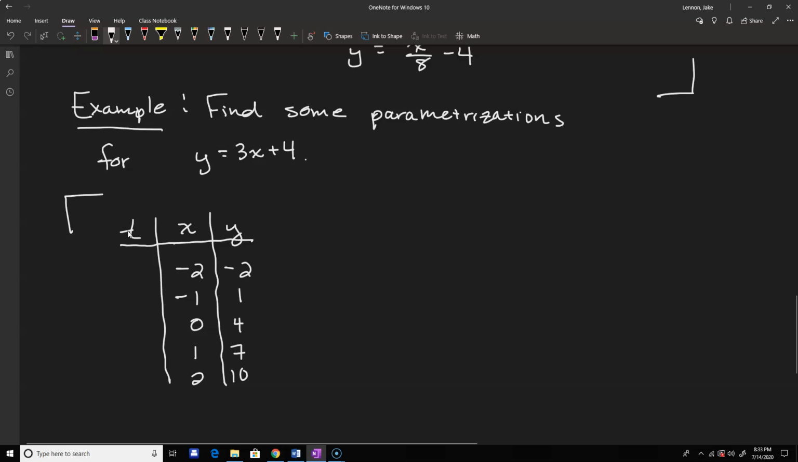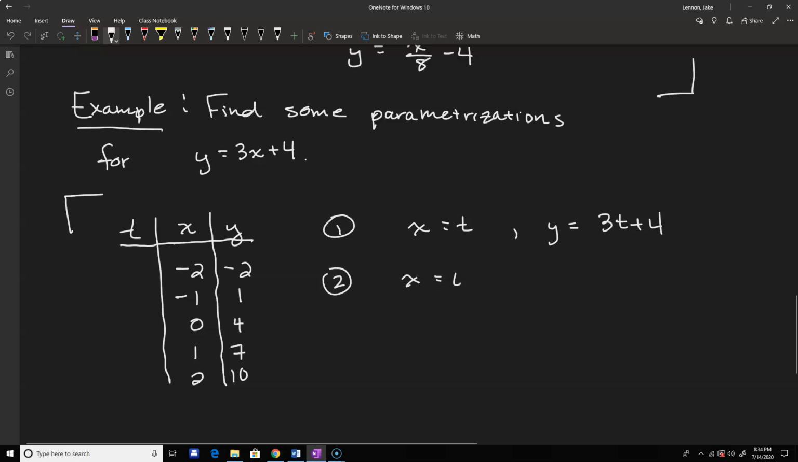And there's lots of ways to do this. One very simple way would be to just choose x to be t. So if we let x be t, then simply y would be 3t plus 4. It would be the exact same thing. And notice, we'd end up with t values just matching your x values, and the equation remains the same for finding y.